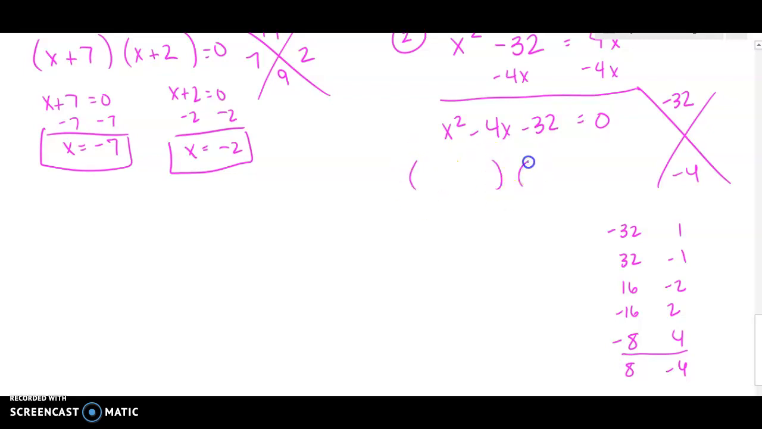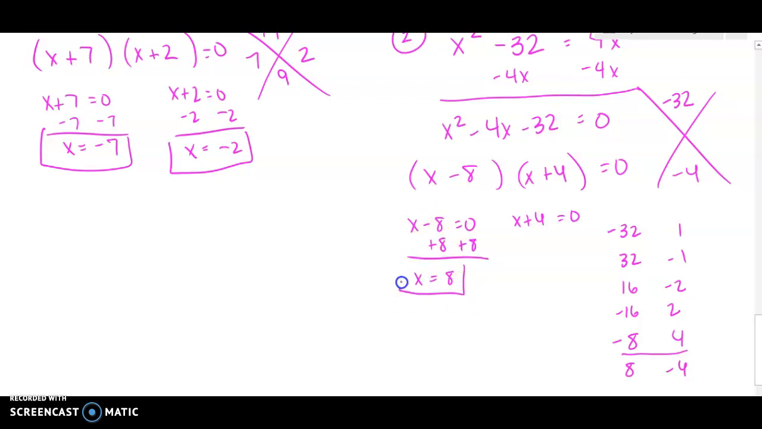So we're going to make our two sets of parentheses. Put an x at the beginning of both. Negative 8 will go here. Positive 4 will go here. And then you set both pieces equal to 0. That's your final step. So you're going to add 8 to both sides, giving you x equals 8. And subtract 4 from both sides, giving you negative 4.